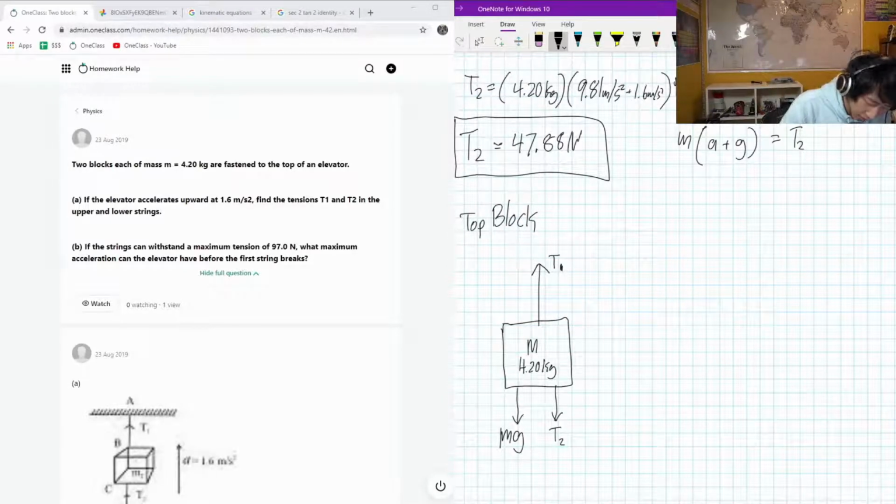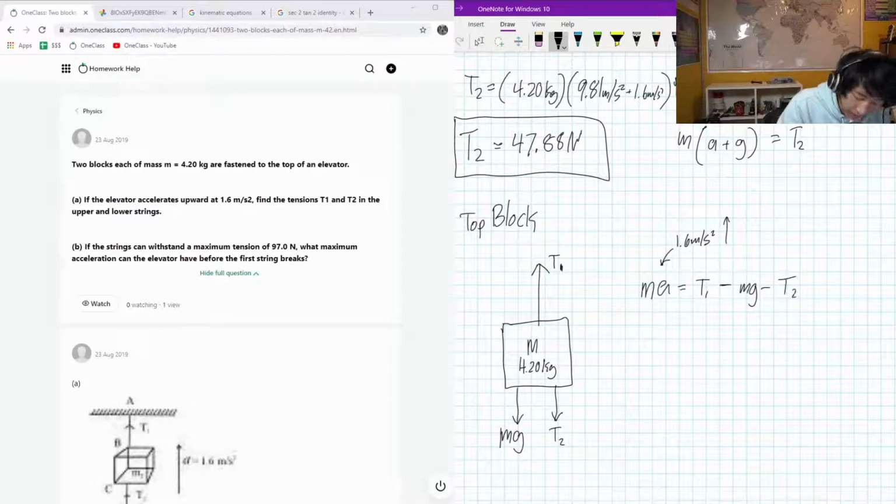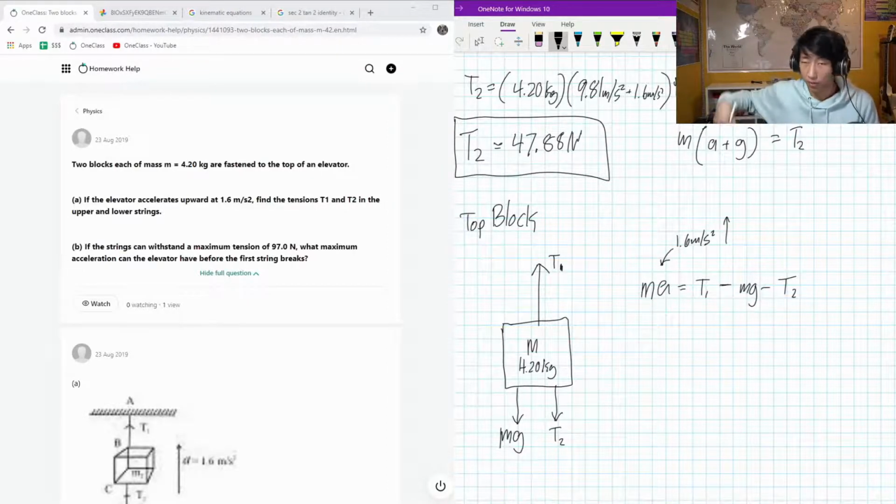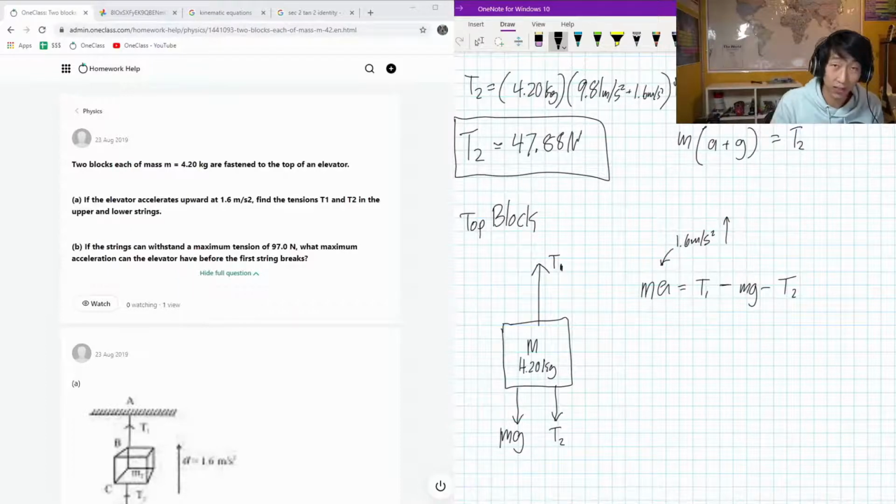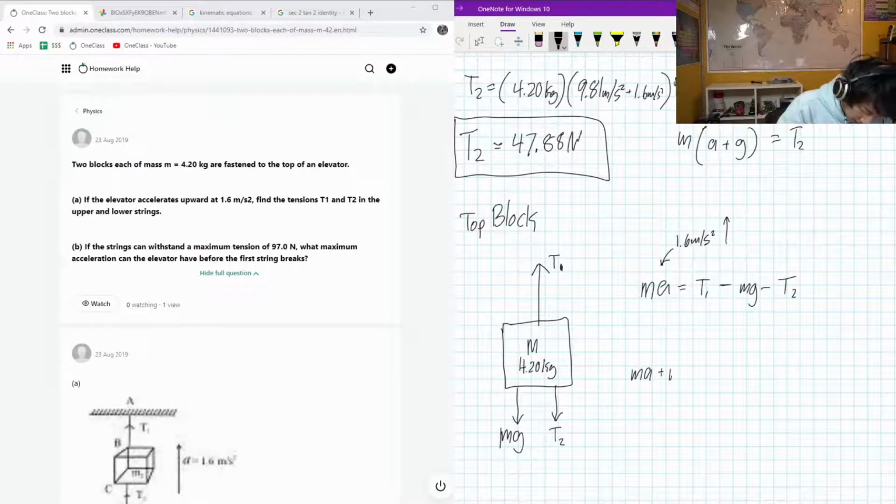So with the same procedure, we know that our mass times acceleration, our acceleration being 1.6 meters per second squared upwards, has to be equal to our tension 1 minus our weight force minus tension 2. Well, if you're trying to go upwards and you're bringing up someone else with you, of course you're going to need more work to have the same acceleration. Okay, now we're trying to solve for T1 here, so what that's going to mean is ma plus mg plus T2 is equal to T1.